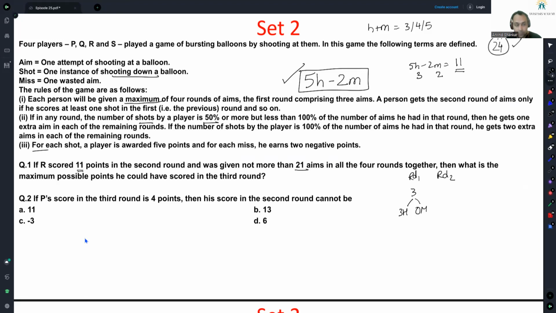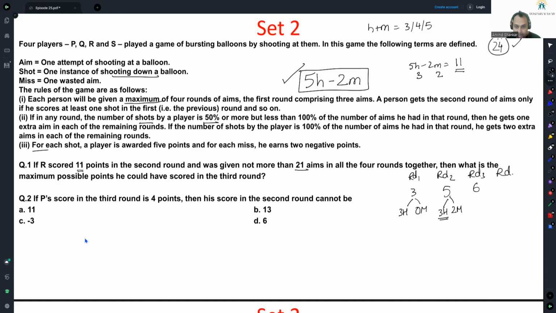In round 2, there were 5 shots attempted, 2 extra, and 11 points, which would mean 3 hits and 2 misses. Now in round 3, we also know there will be 6 aims available. From 5 to 6, we will go because the number of hits here is more than 50%. Now, my target is the maximum possible points in the third round. So I can happily go, there are 6 aims available. Let all of them be hits. So he will get 30 points.